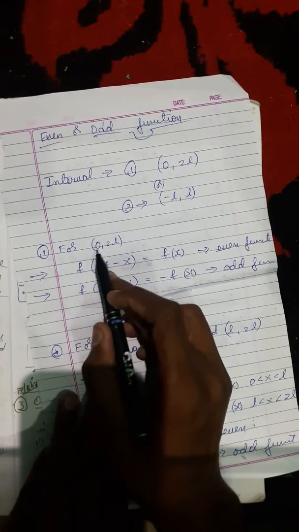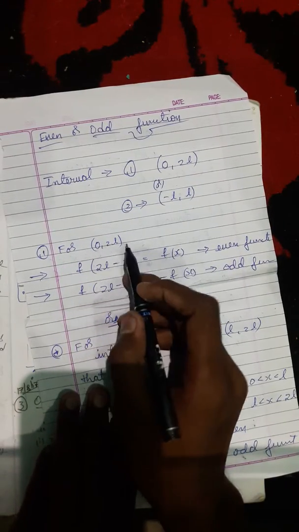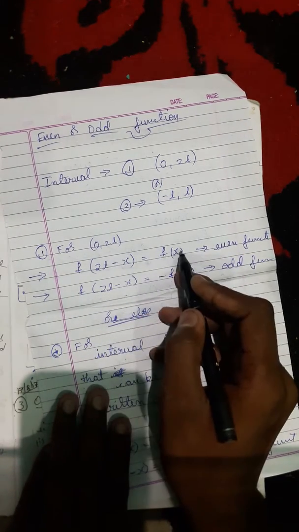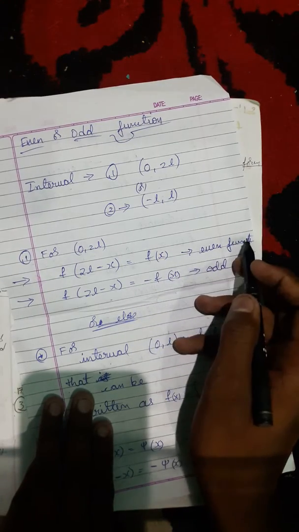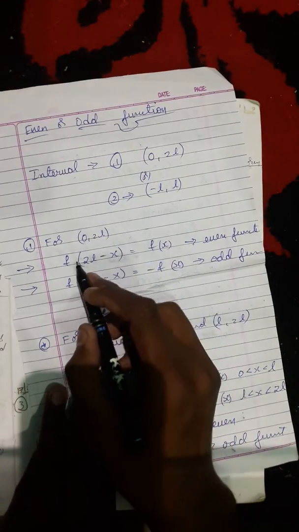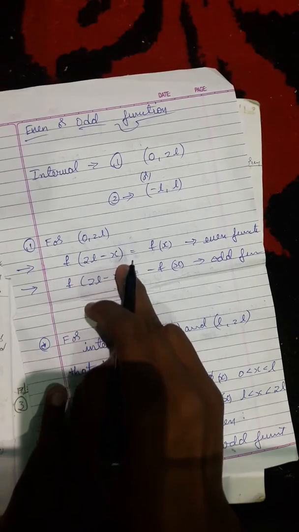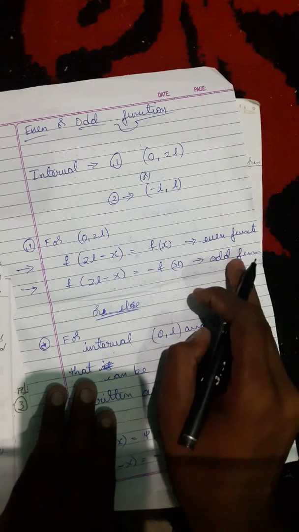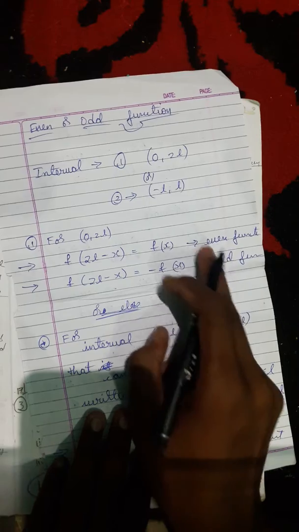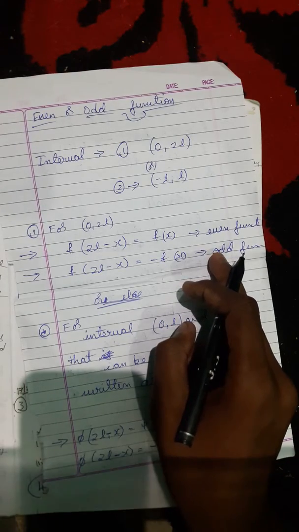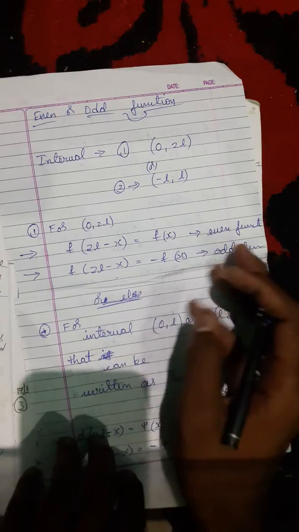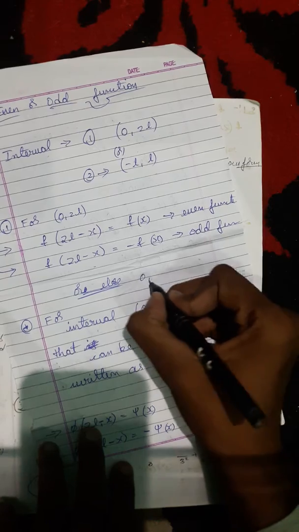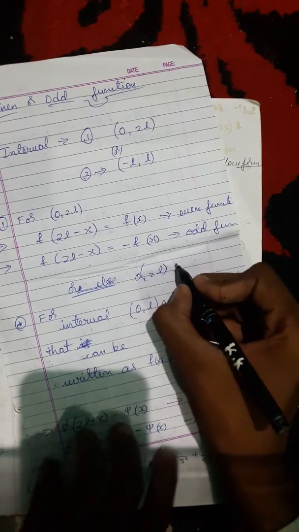For the first case, for limits 0 comma 2l, we apply this formula: if f of 2l minus x is equal to f of x, then it will be an even function. Applying the same formula, f of 2l minus x, if you get minus f of x, then it is called an odd function. After determining odd or even, we can apply the odd or even function formula and get the final answer.